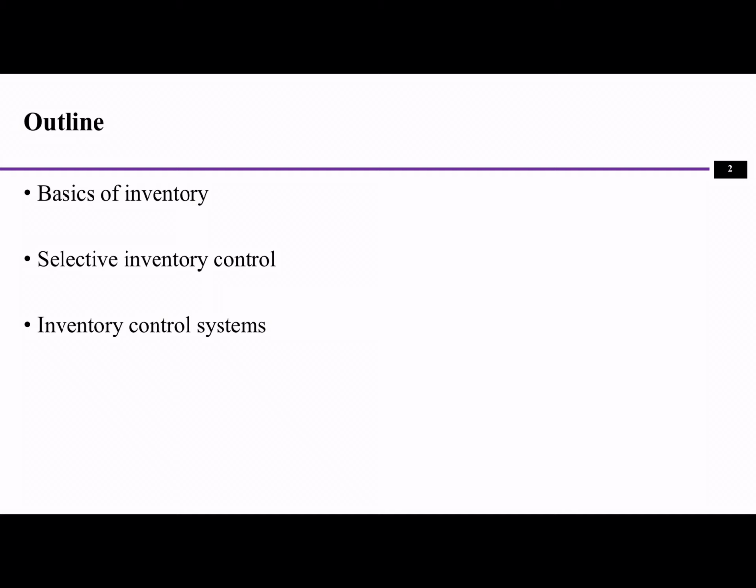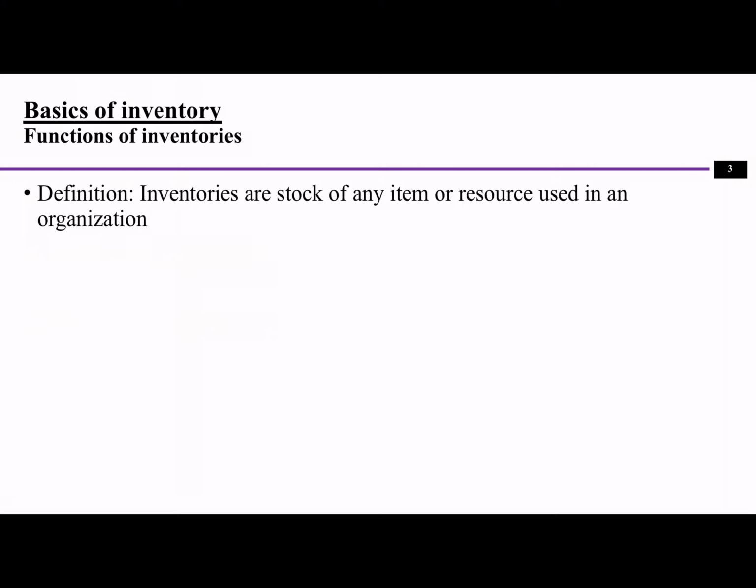Alright, so today we're going to discuss mainly topics related to inventory, and so three major topics. What are the basics of inventory, why inventory is important and useful, or how it functions in manufacturing systems, and also how do you categorize or select different inventory control models and control systems. Alright, first, what is inventory?